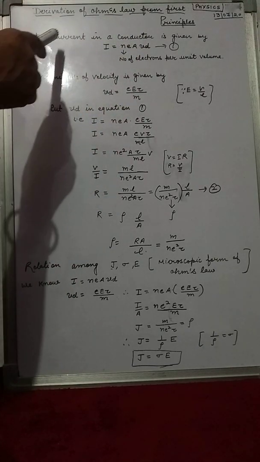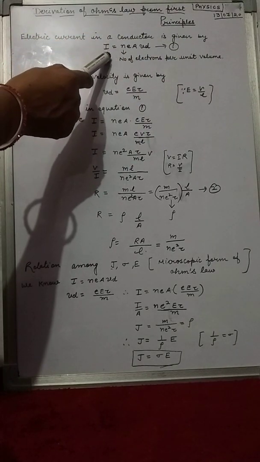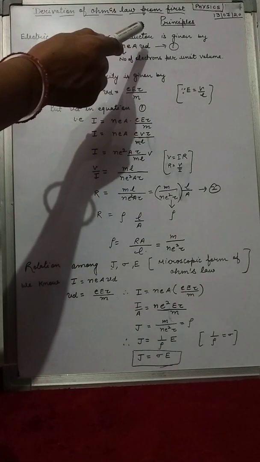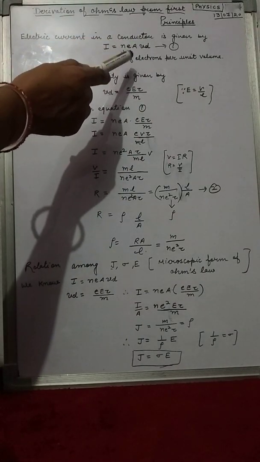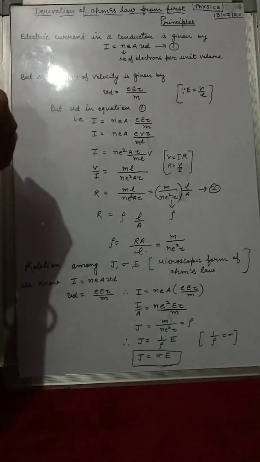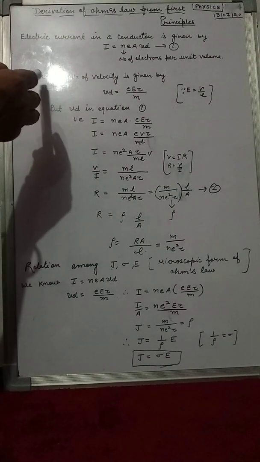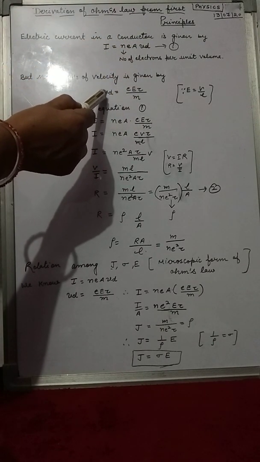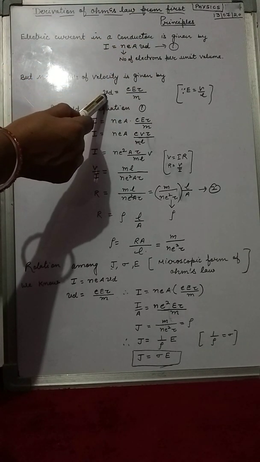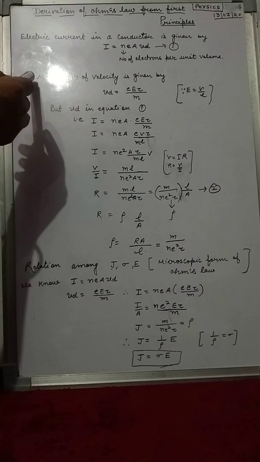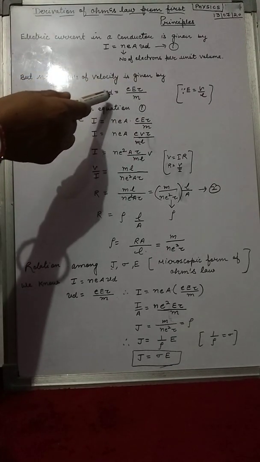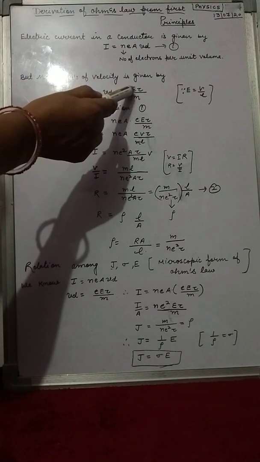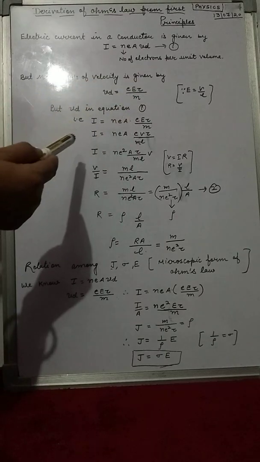So the current in a conductor is given by I = nAe vd, where vd is the drift velocity and n is the number of electrons per unit volume. We have also derived the drift velocity already. The magnitude of the drift velocity is given by vd = eEτ/m.